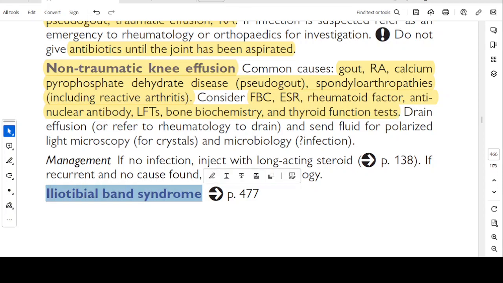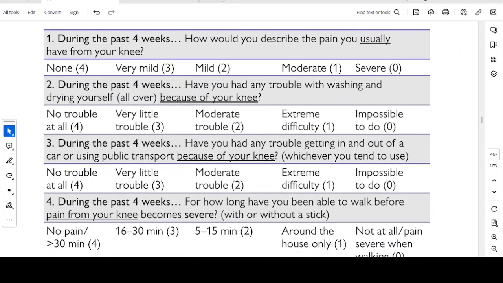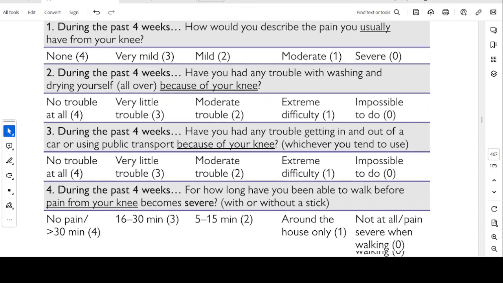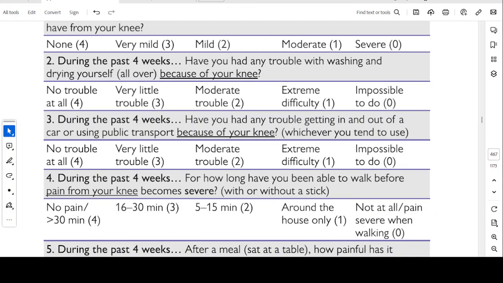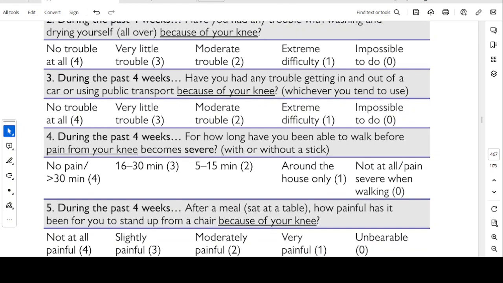Iliotibial band syndrome, we'll see on page 477. So this is the Oxford knee score. During the past 4 weeks, how would you describe the pain you usually have from your knee? None, mild, to severe. Have you had any trouble washing and drying yourself because of your knee? Have you had any trouble getting in and out of the car or using public transport because of your knee? How long have you been able to walk before pain from your knee became severe, with or without a stick?